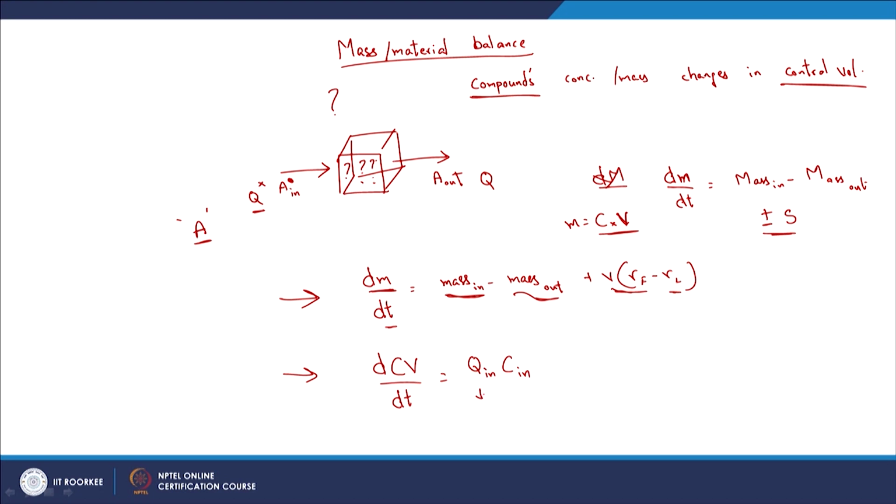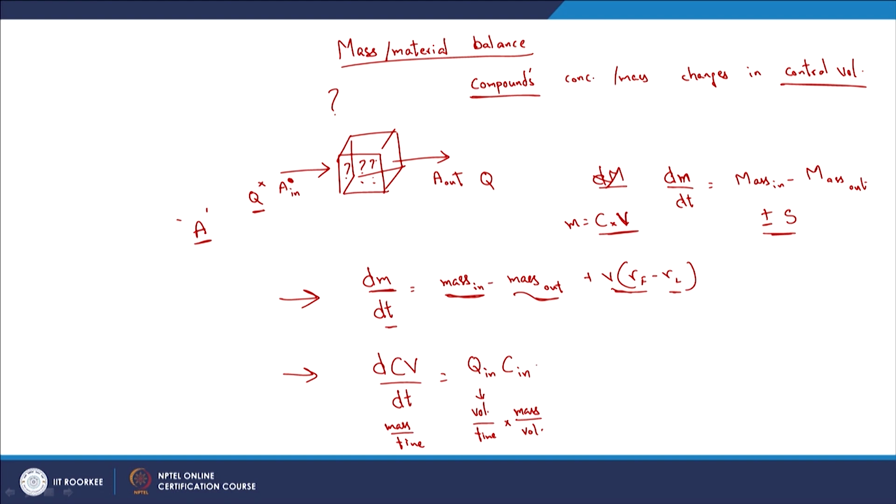What are the units of Q? Volume of the fluid per time. And what are the concentration units of this concentration? Mass of the relevant compound per volume, right. So what are the units? They are mass per time, right. Again, units here too are mass per time, right.